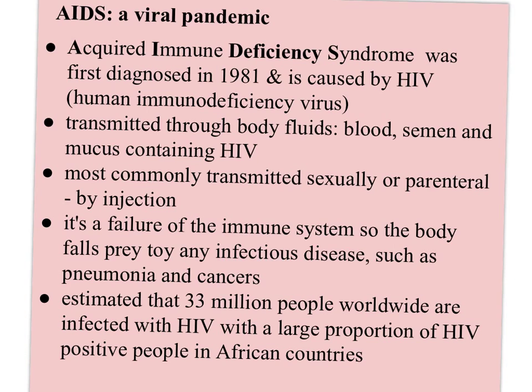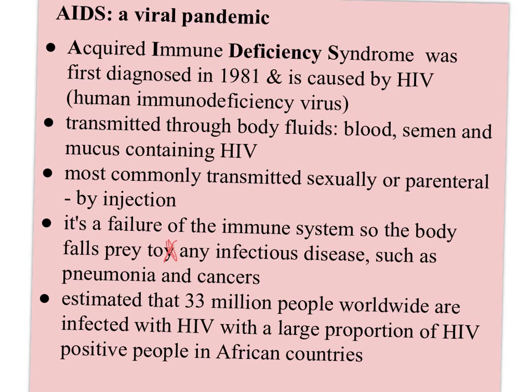We now know that it's transmitted through body fluids such as blood, semen, or mucus containing HIV, and that it's most commonly transmitted sexually or parenterally, which is by injection. It's a failure of the immune system, so the body falls prey to any infectious disease, such as pneumonia and cancers.